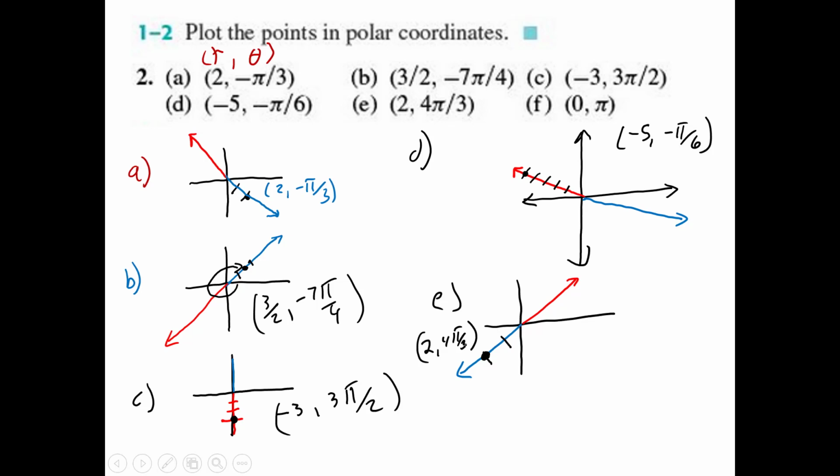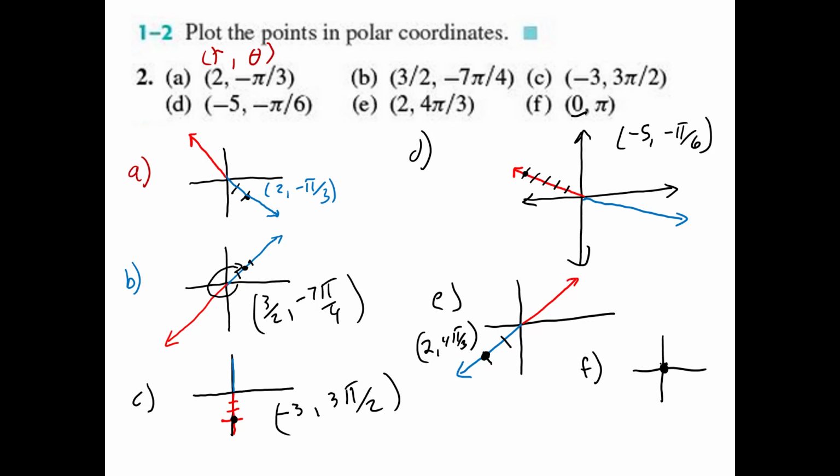Okay. And then finally for F, your r value is 0. So no matter how much you rotate, if your r value is 0, you're going to move 0 along the number line, and so then you'll still be at the origin, at the pole. And so that's an important thing to remember, is that the only way you can get to the pole is if your r value is 0, and every time your r value is 0, the angle does not matter.